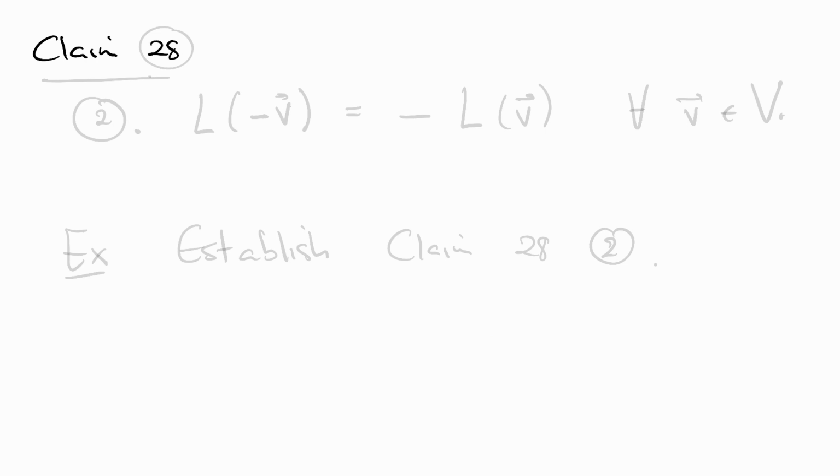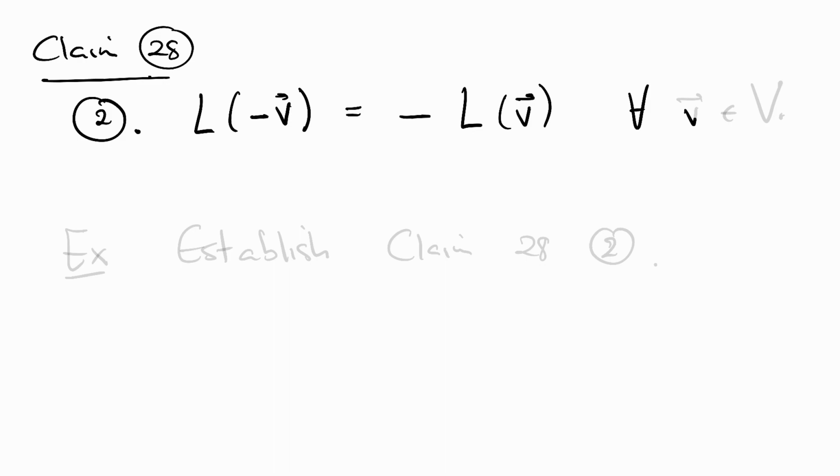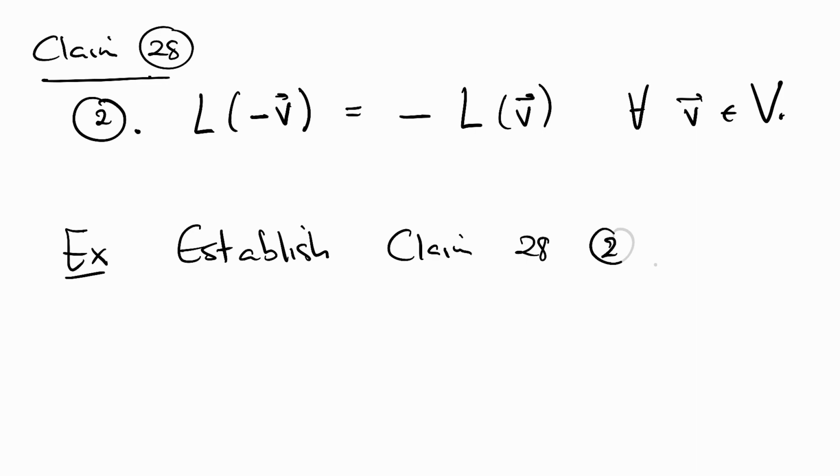Claim 28, part 2. L applied to the additive inverse of a vector is equal to the additive inverse of L applied to the vector, for all vectors in V. Here's an exercise for you. Establish claim 28, part 2. It follows very similarly to part 1.